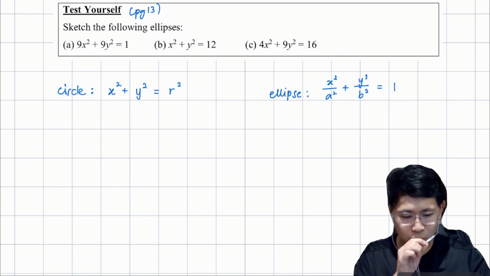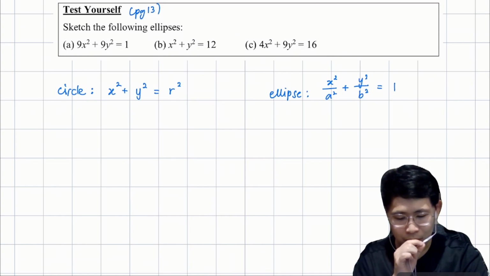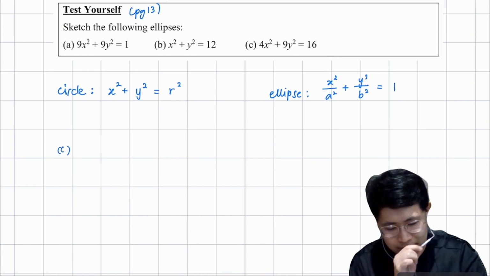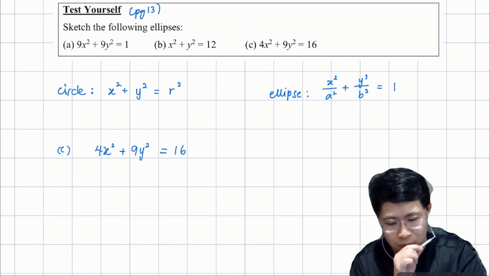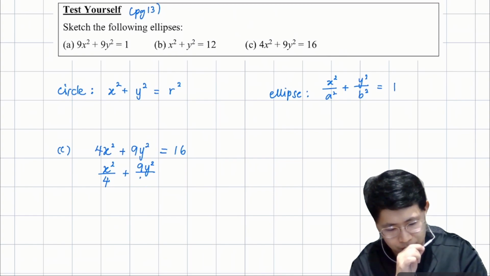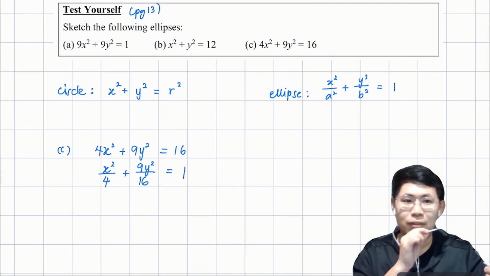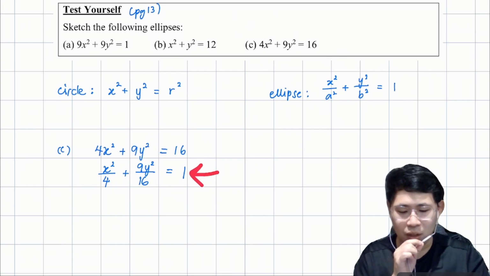Okay, so first we need to make the constant term on the right become 1. So for part C, I will start with 4x squared plus 9y squared equals 16. I'm going to divide throughout by 16. When I divide throughout by 16, I have x squared over 4 plus 9y squared over 16 equals 1. So my first goal is done, to make the right hand side 1.